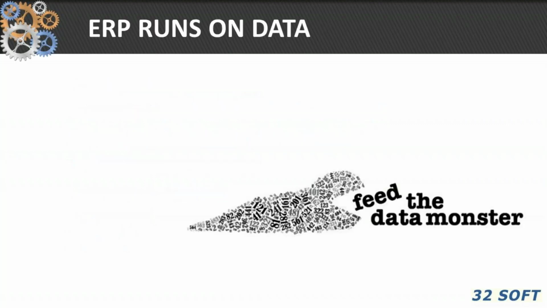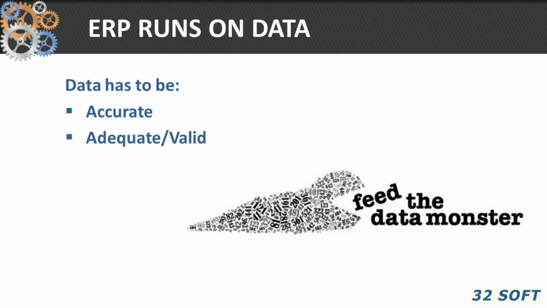So let's begin. QAD runs on data. It's no secret, and tons of data. It is a data monster that needs to be fed. And your business relies on it. And what do we know about the data? Well, the data has to be accurate, otherwise we'll face issues later on. The data must be adequate or valid. We can't bring the garbage in, because garbage in means garbage out. We don't need that. The data must be meaningful and useful. And most importantly, the data must be there at the right time.